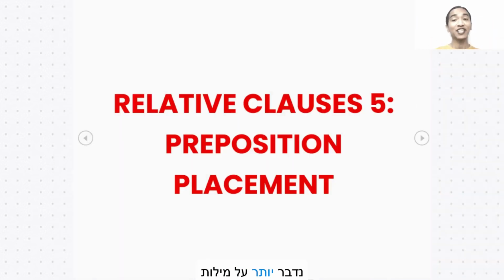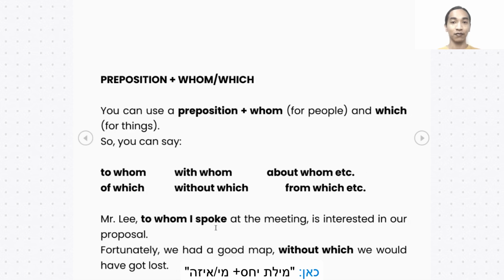Let's go. So for today's lesson, let's talk about more of our relative clauses, but this time let's talk about the preposition placement in our relative clauses. So let's try to understand it more here. Preposition plus whom or which. You can use a preposition plus whom for people and which for things. So you can say: to whom, with whom, about whom, and many more. We also have of which, without which, from which, and many others.